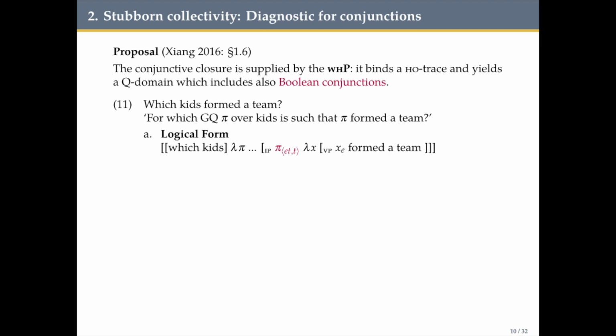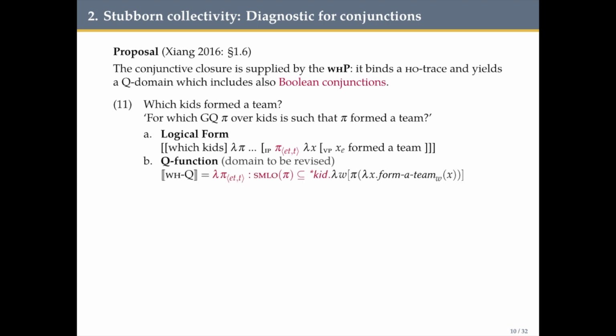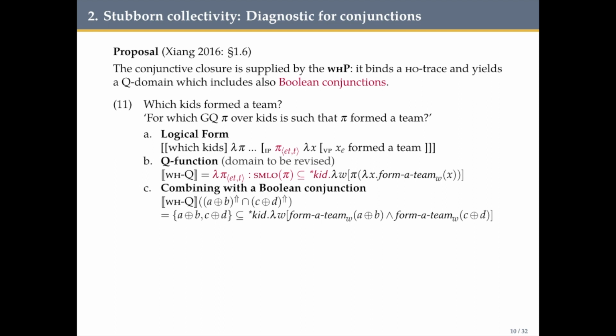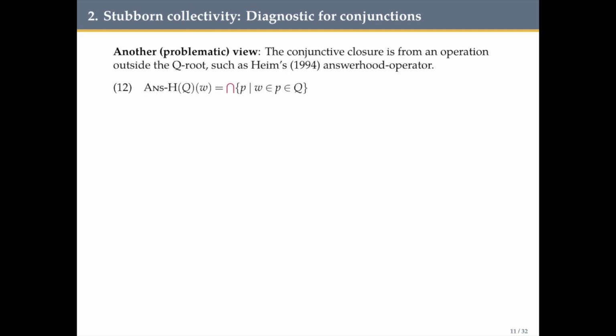A wh-phrase binds a higher order trace and its Q domain also includes Boolean conjunctions. So in 11, the question is paraphrased as: for which generalized quantifier pi over kids is such that pi formed a team. The Q function is a higher order function. It combines with a Boolean conjunction and returns a conjunctive inference. One might suggest ascribing the conjunctive closure to some operation outside the question root. For example, Heim's answerhood operator would return the conjunction of all the true propositions in the Hamblin set.